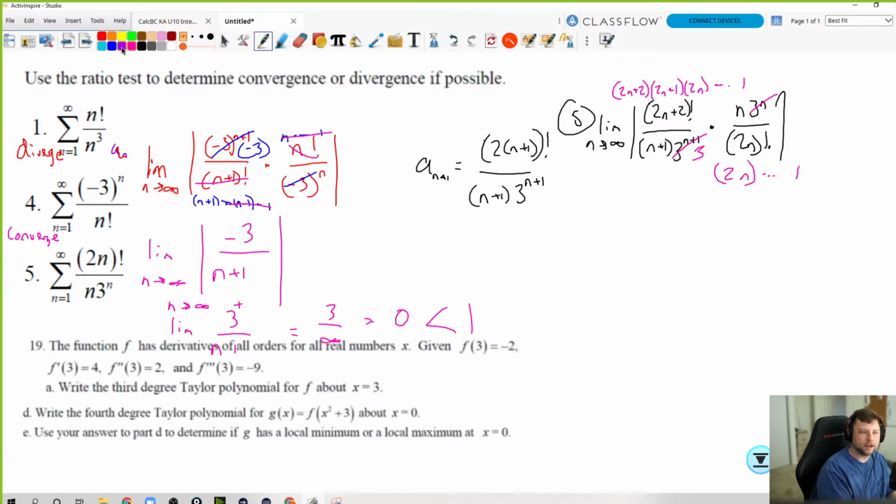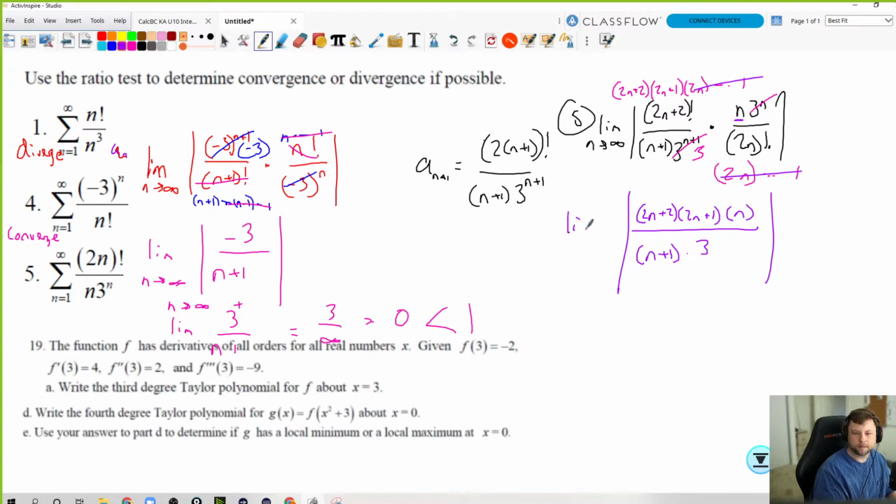So what cancels out here? This whole thing, but I'm left with just these two terms. So I have on the top and this, and don't forget that n. So I have a 2n plus 2, 2n plus 1 times n all over n plus 1 from that, and then times 3. All right, now it looks like a mess, and I could FOIL these out, but here's the thing.